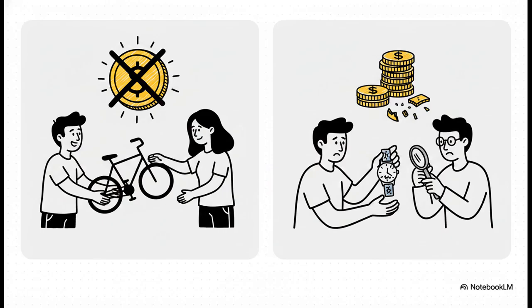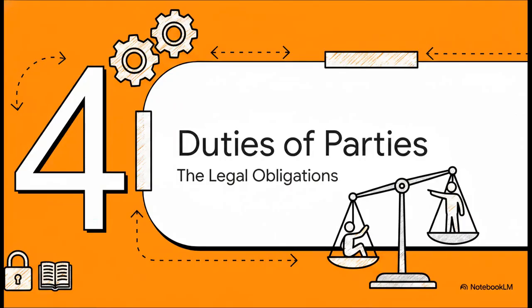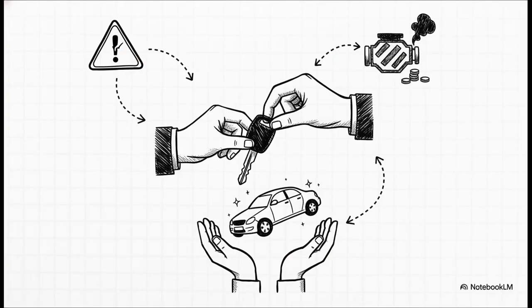Think about dropping your watch off at a repair shop. You get a working watch, they get paid. And as we'll see in just a moment, the law treats these 2 scenarios very differently when things inevitably go wrong. Which brings us to Part 4, Duties of the Bailor versus the Bailee. Let's map out the legal obligations. Let's dive into the duties each party owes to the other once this contract is activated.